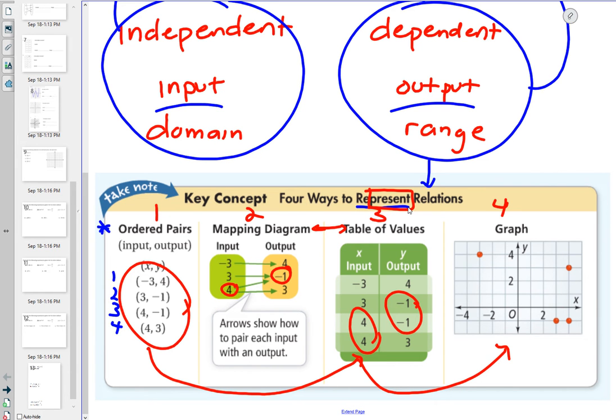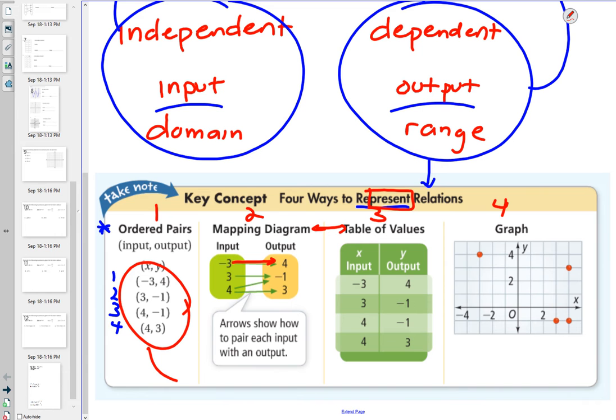But Mr. Romero, there's 4 points though. So if you're not going to write something when it repeats, how would the person know that there's 4 relationships? Well, those are the arrows. So notice how we have a -3 with a 4, -3 goes to 4. A 3 with a -1, 3 goes to -1. A 4 with a -1, the 4 goes to -1. A 4 with a 3, and so on and so forth.